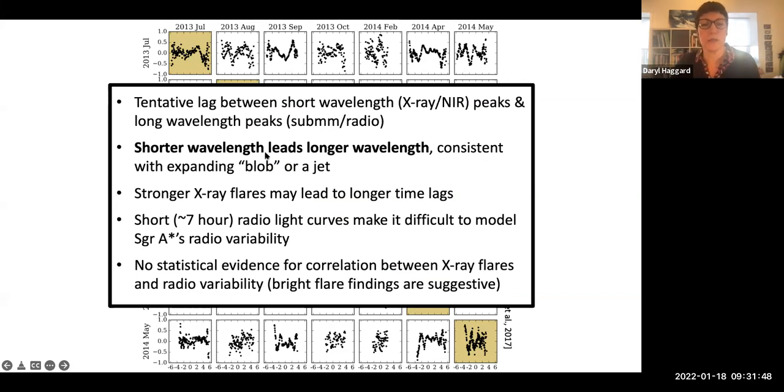Still trying to draw a few, at least sort of instructive things from this data. It does appear that the short wavelengths come a little bit before the longer wavelengths, which would be consistent with some of our simpler models about an expanding blob or a jet potentially from the supermassive black hole.